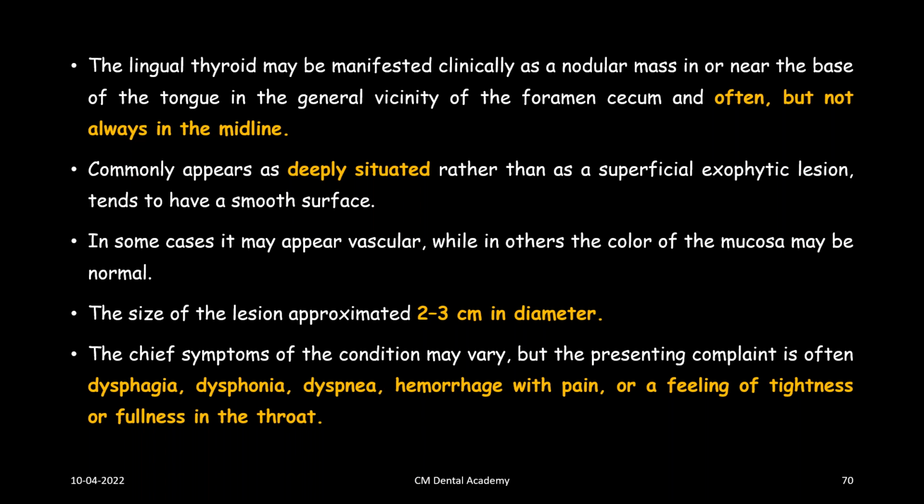In some cases, it may appear vascular, while in others the mucosa appears normal in color. The lesion measures approximately 2 to 3 centimeters in diameter. The chief symptoms are dysphagia, that is difficulty in swallowing, dysphonia, difficulty in speaking, dyspnea, that is difficulty in breathing, and hemorrhage, with pain or fullness in the throat.